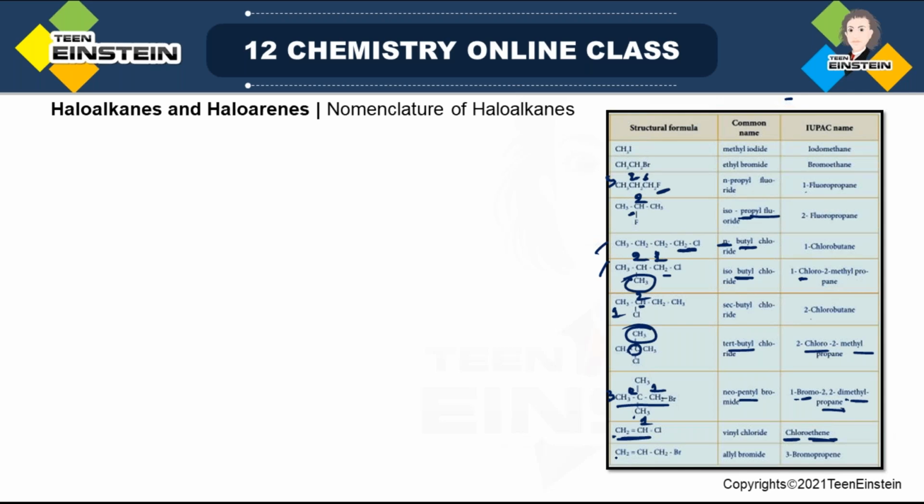And the next one, this is 1, 2, 3, because double bonds will be given priority when you are numbering the carbon. So this is allyl bromide, this is 3-bromopropene.